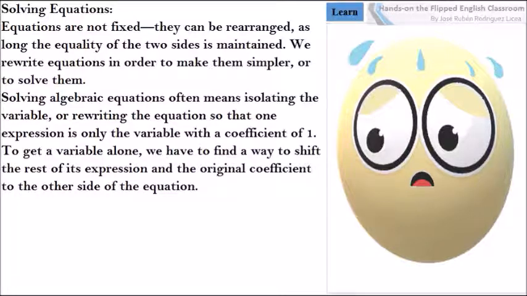Solving equations. Equations are not fixed. They can be rearranged, as long as the equality of the two sides is maintained. We rewrite equations in order to make them simpler, or to solve them. Solving algebraic equations often means isolating the variable, or rewriting the equation so that one expression is only the variable with a coefficient of 1. To get a variable alone, we have to find a way to shift the rest of its expression and the original coefficient to the other side of the equation.